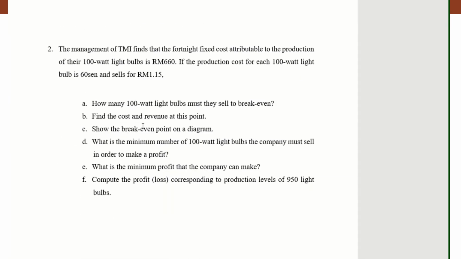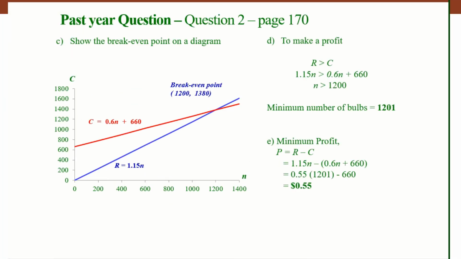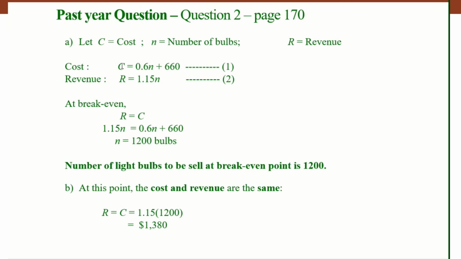Okay, so now how many 100 watt bulbs must they sell to break even? So how to break even? Let's have a look. First of all, you have your cost equation, which is 0.6n plus 660. Revenue is 1.15n. You equate both equations. Your break even should be 1,200 bulbs. So the number they should sell should be 1,200.